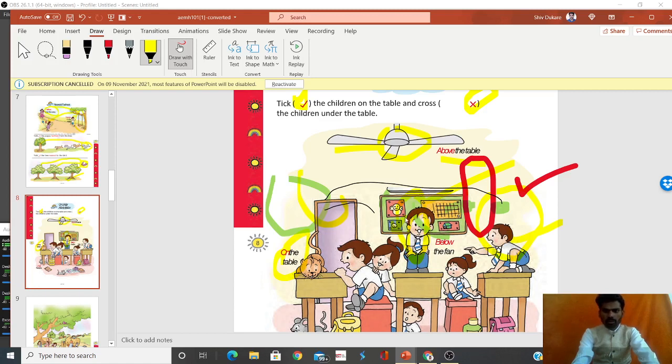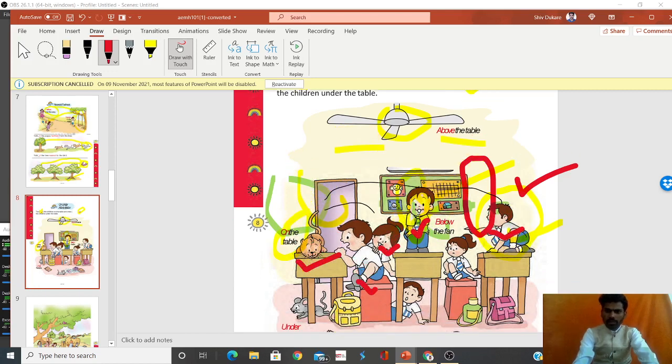So these are on the table. Here you can see he is on the table, he is on the table, she is also on the table, the cat is also on the table, this boy is also on the table, this girl is also on the table. Okay, this boy is below the table, this is also below the table. Okay, so these are below the table.